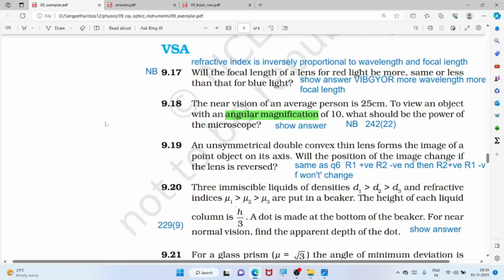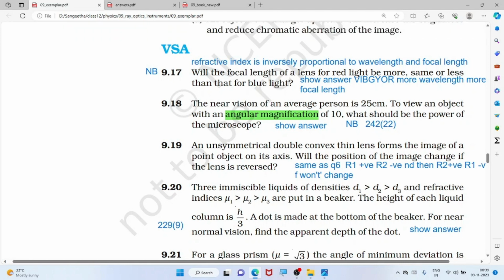The near vision of an average person is 25 centimeter. To view the object, they have given the angular magnification. Angular magnification is d by f. Magnification is 10, what should be the power? Power equal to 1 by f.